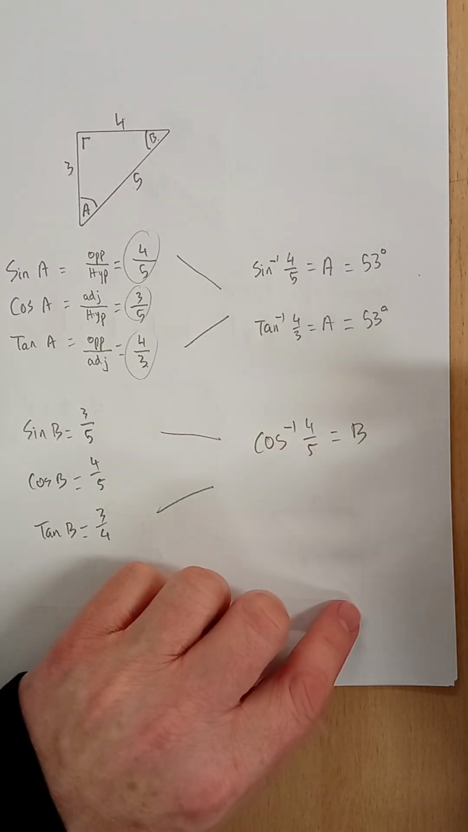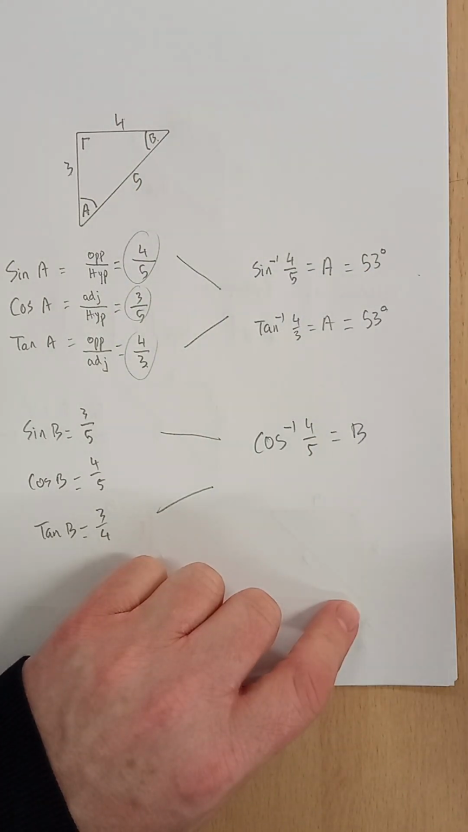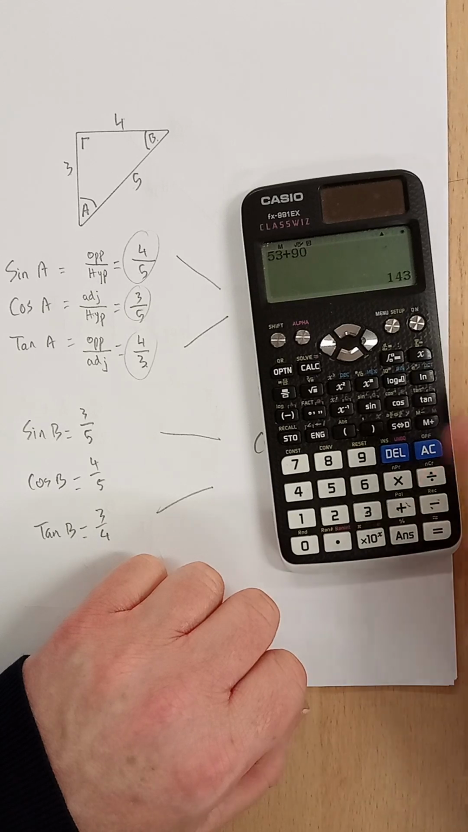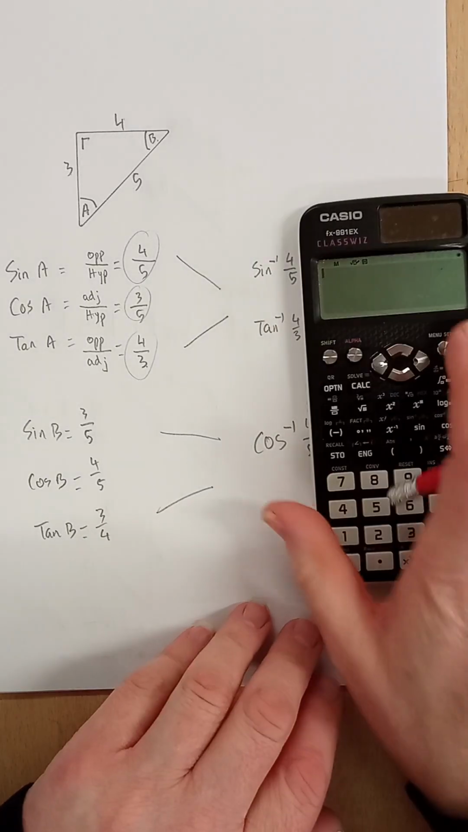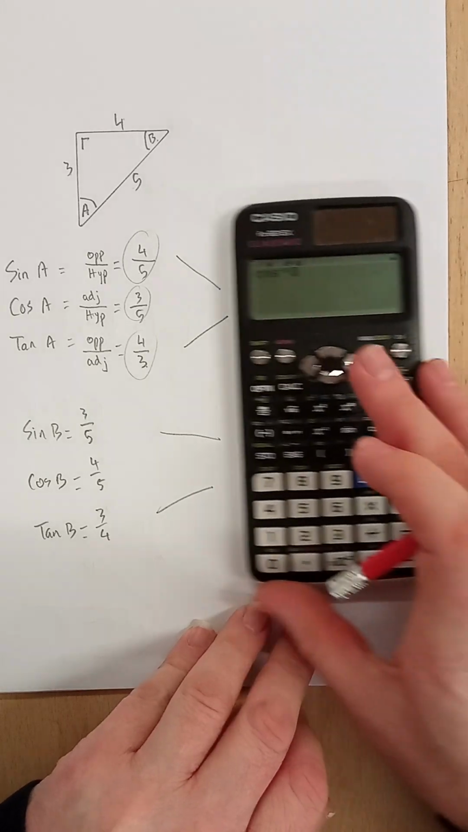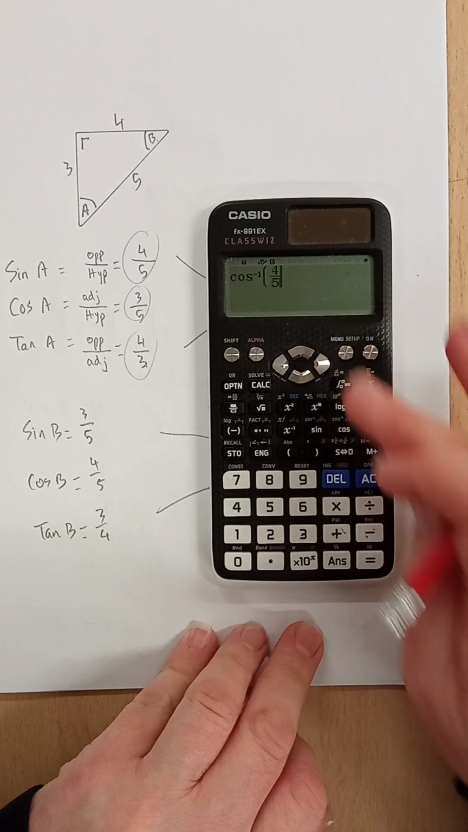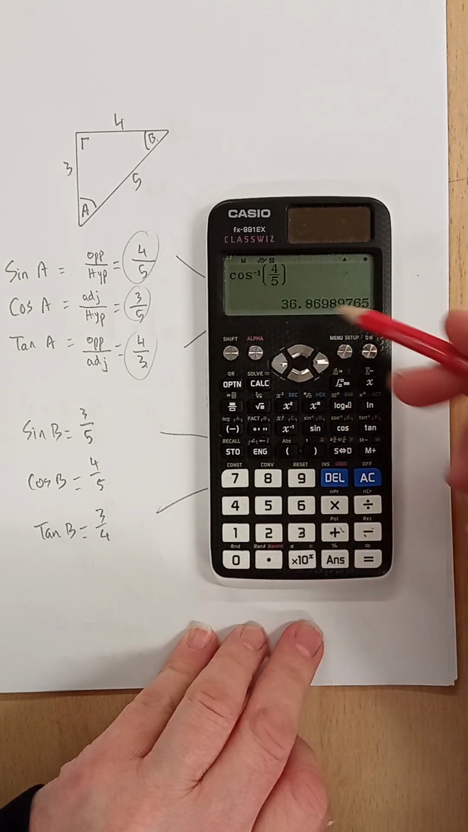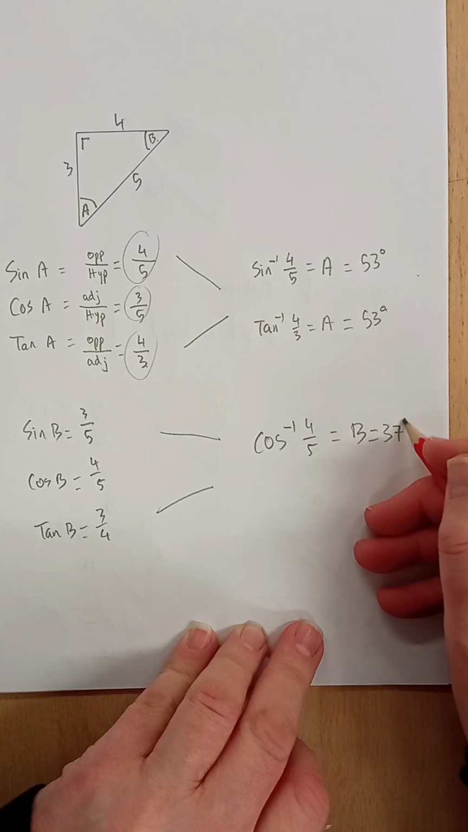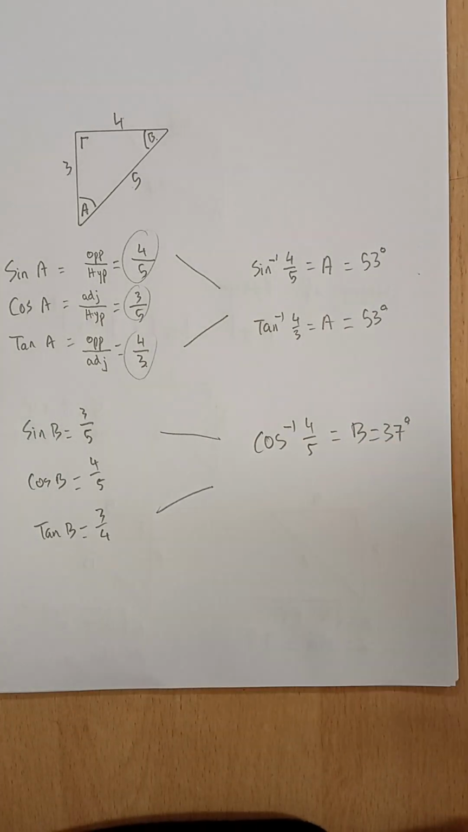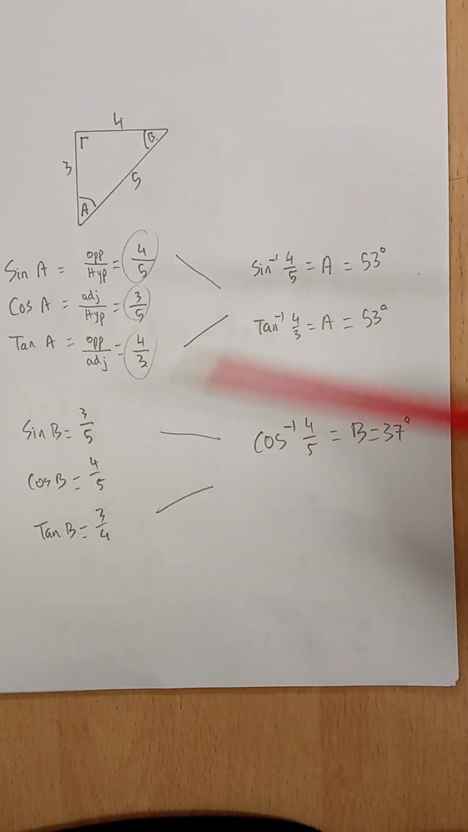Now let's predict what it's going to be. If that's 53 and that's 90, well, 53 plus 90 is 143, take it away from 180, and we should get roughly 37. Let's see, do we? Let's get the cos inverse of 4 over 5. Roughly 37, 36.8, 37. Okay, so there you go. That's how you get Pythagoras, and that's your basic sine, cos, and tan.